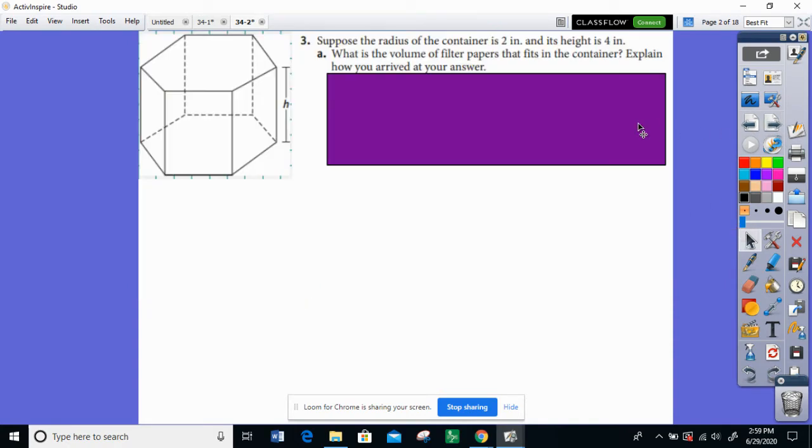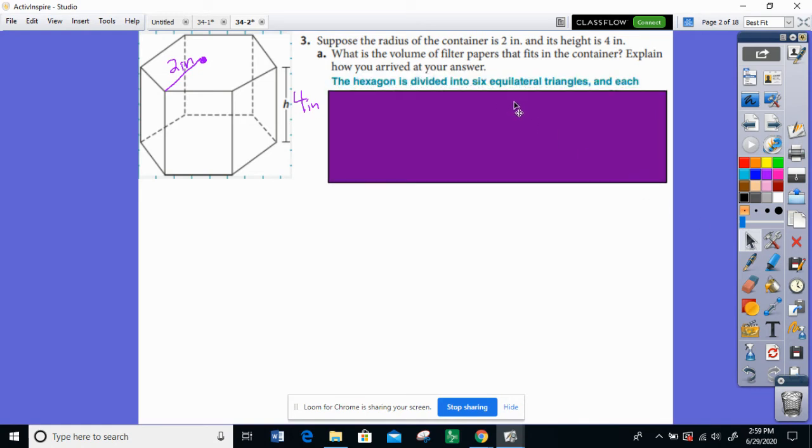So now for number 3, it says, suppose the radius of the container is 2 inches and its height is 4 inches. So let's label that height 4 inches. Let's put the radius here as 2 inches. So they want us to explain what is the volume of filter papers that fits inside the container. And they want us to explain how we arrived at our answer.